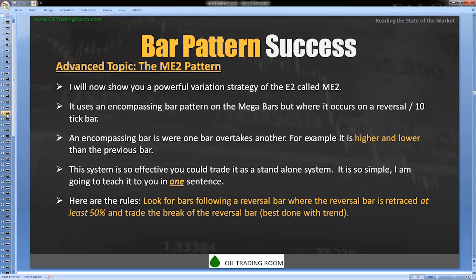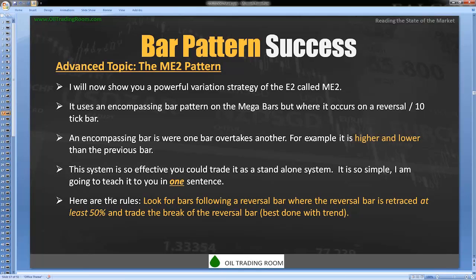Now another one, that's kind of a variation on that, we call the Me Too pattern. It uses an encompassing bar pattern on the megabars, but it occurs on a reversal bar, a 10-tick bar, instead of a 5-tick bar. An encompassing bar is where one bar overtakes another. The system is so effective you can trade it as standalone. This is a good kind of second triggering system, actually.